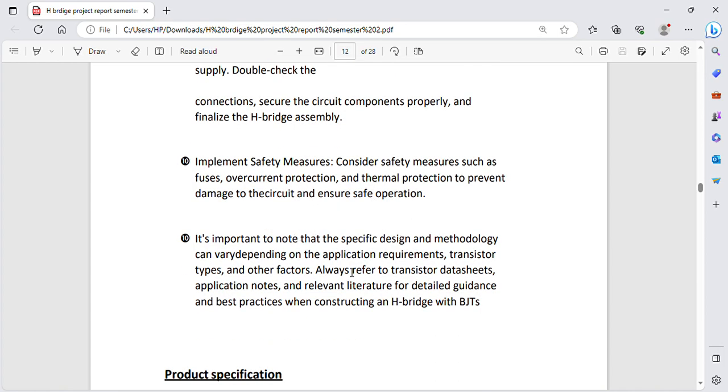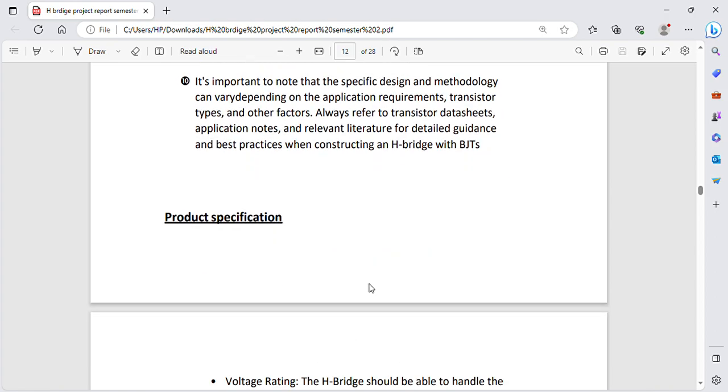It's important to note that the specific design and methodology can vary depending on the application requirements, transistors, drivers, and other factors. Always refer to transistor data sheets, application notes, and relevant literature for detailed guidelines and best practices when constructing the H-bridge with BJTs.